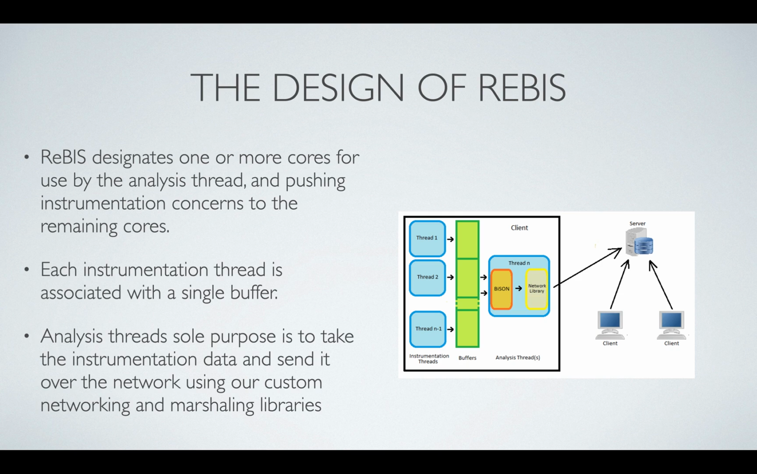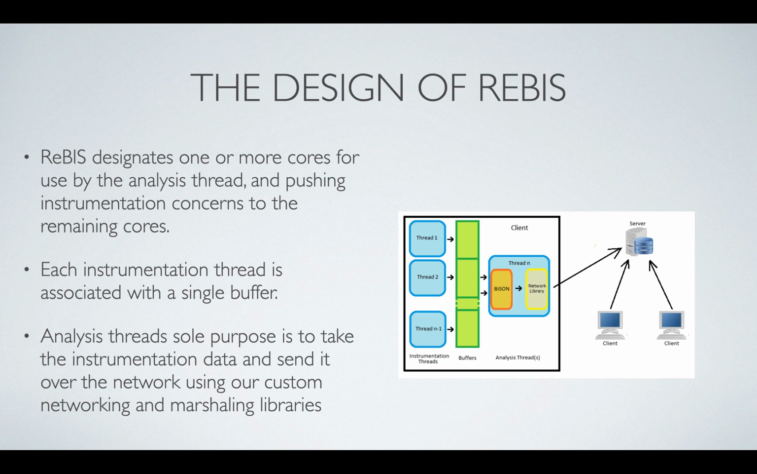So basically, you have these different types of threads. You have instrumentation threads, where one instrumentation thread corresponds with an application thread and has its own buffer. And then you have analysis threads, which are bound to the instrumentation cores, and their sole purpose is to offload the data collected in the buffers to the server.